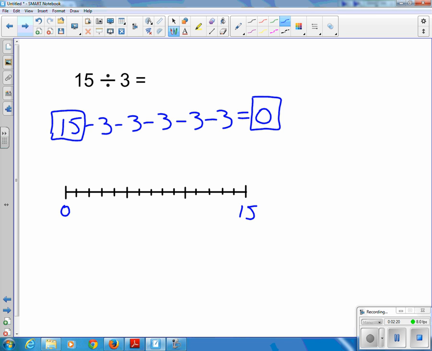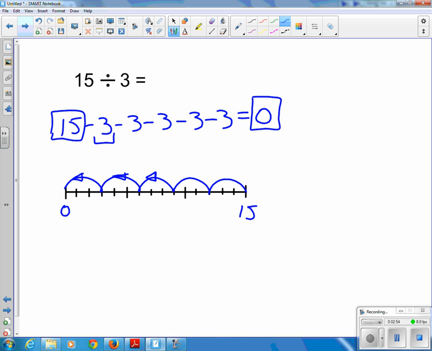So I start at 15, and I go in jumps of 3. That means 1, 2, 3. I'm going to land right here. And then I'm going to keep doing that until I get to my 0. So 1, 2, 3, get here. 1, 2, 3, 1, 2, 3, and 1, 2, 3. Then let me show the arrow that I'm going in that direction. Don't forget, it always goes to the left. And I ended at 0.